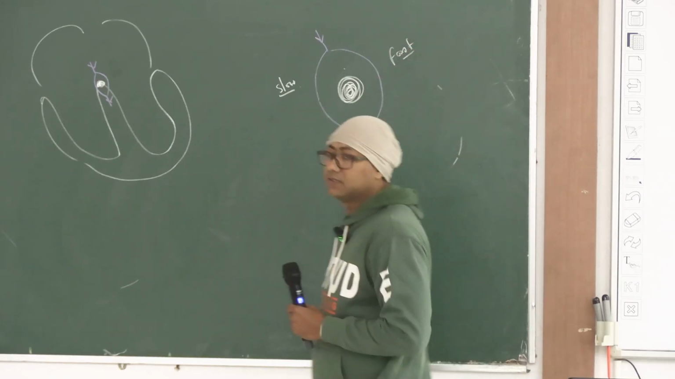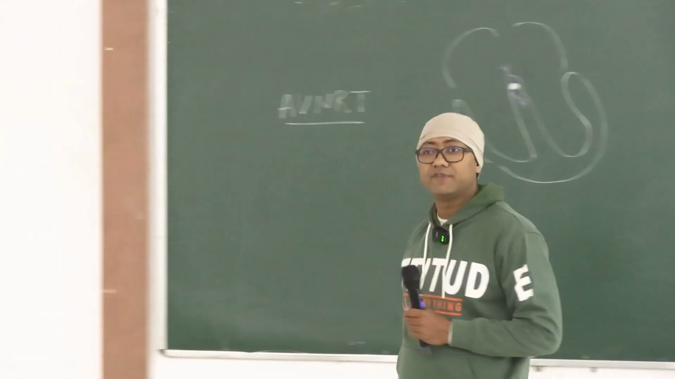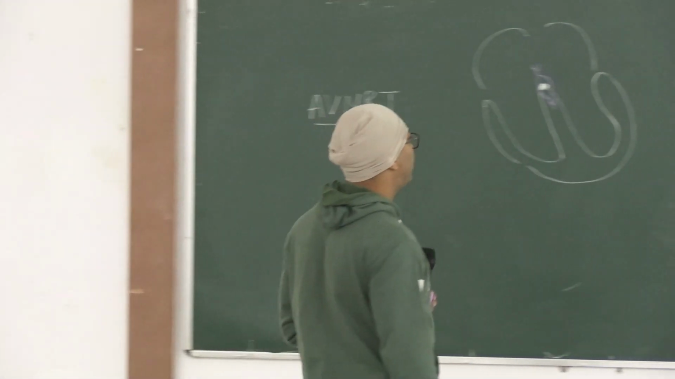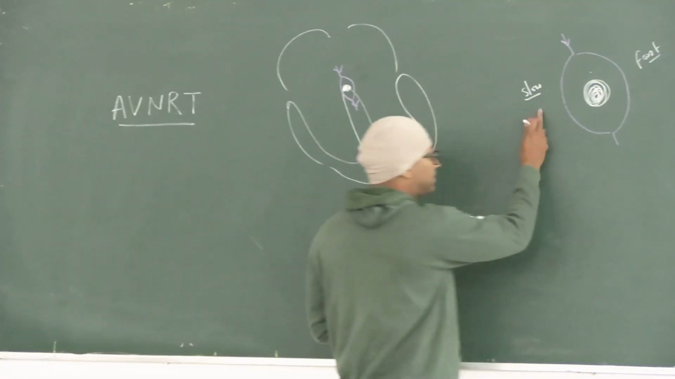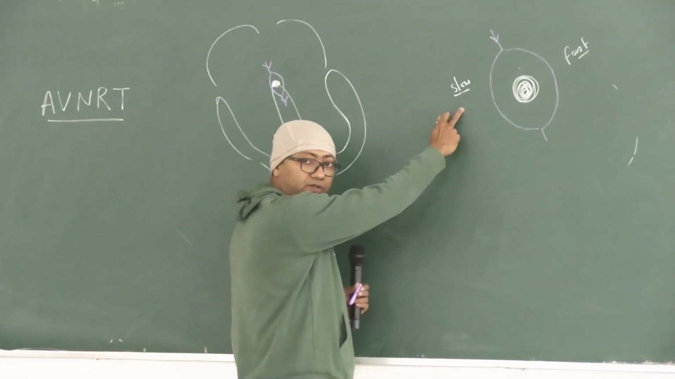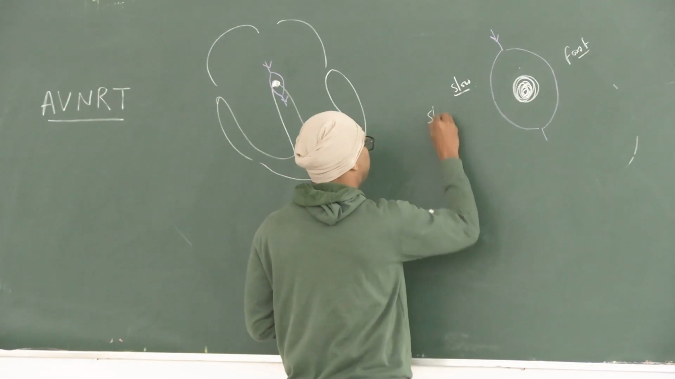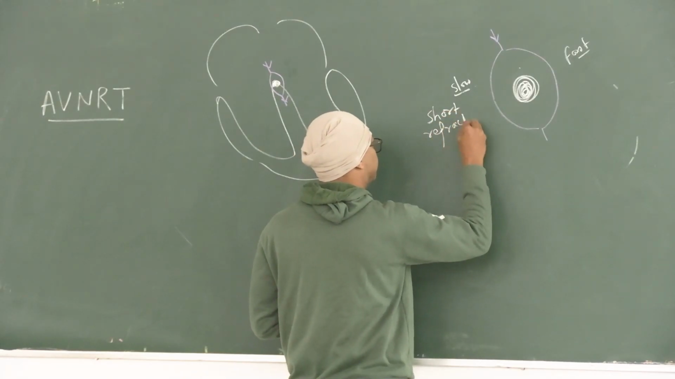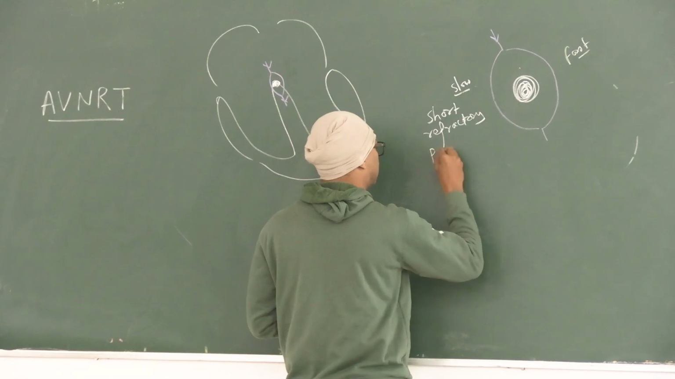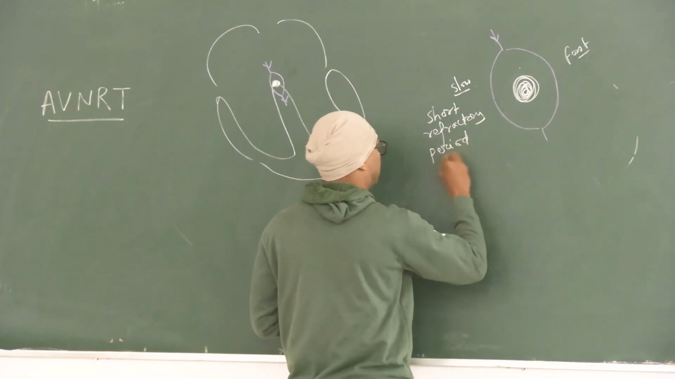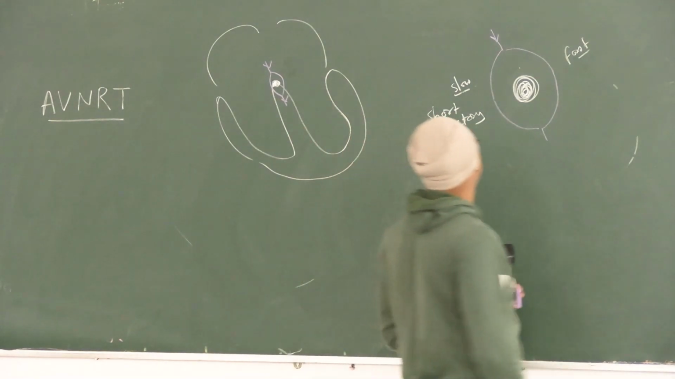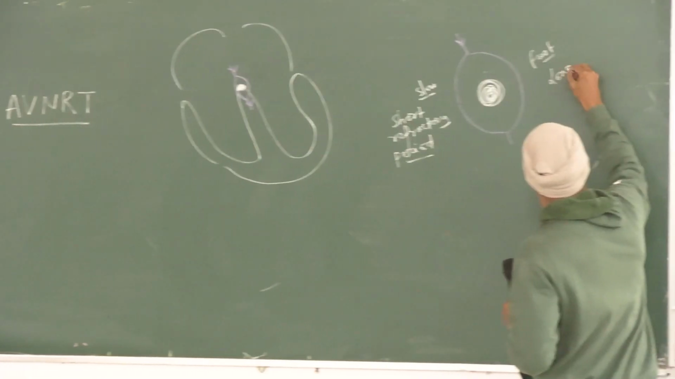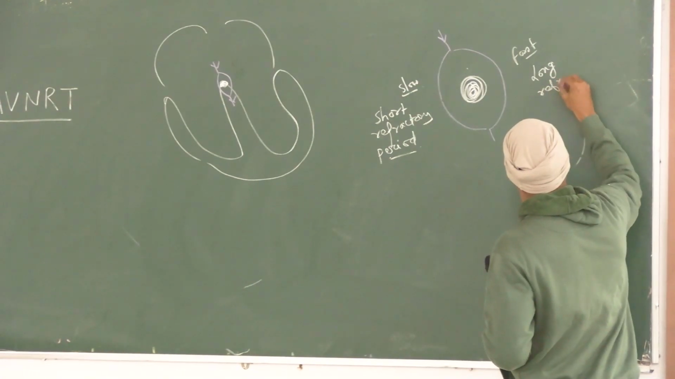Why do we call that? Slow pathway has a short refractory period and fast pathway has a long refractory period. S for S: slow pathway, short refractory period. Fast pathway, long refractory period.